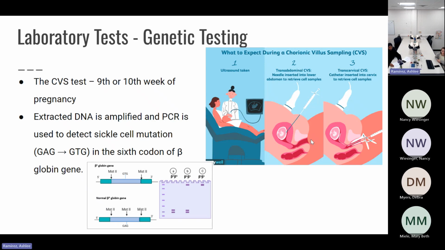So with genetic testing, chorionic villus sampling is done even before amniocentesis is available, which is around 9 to 10 weeks of pregnancy. DNA is extracted and is used to detect mutation through a form of PCR called restriction fragment length polymorphism. And this method of PCR basically detects the disease based on restriction enzymes. So in this case, I have this image that shows MS2, which is basically just a type of restriction enzyme that cuts DNA in segments and is separated into a number of bands, which indicates the number of mutations.